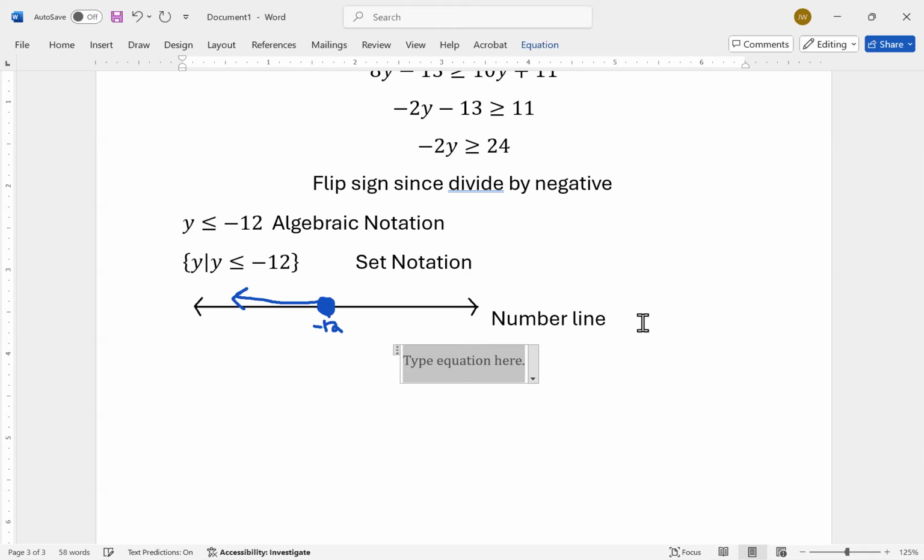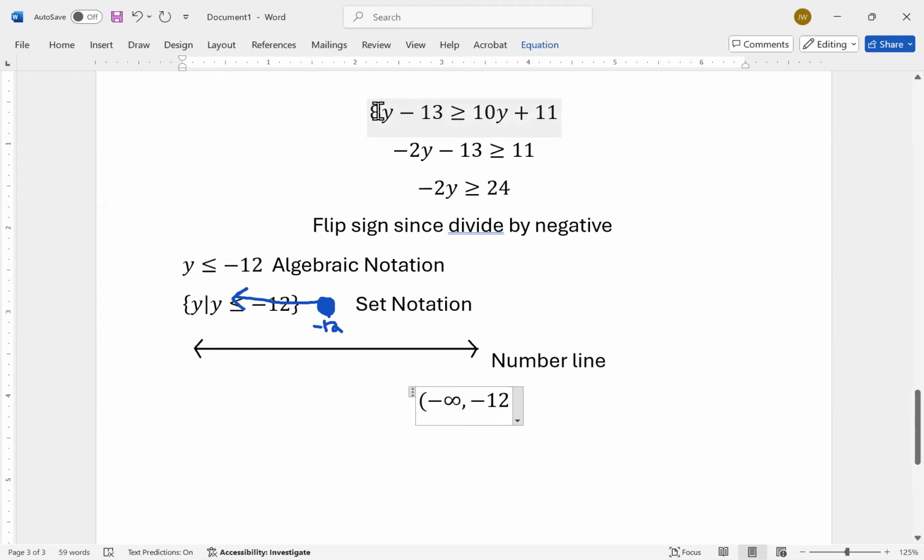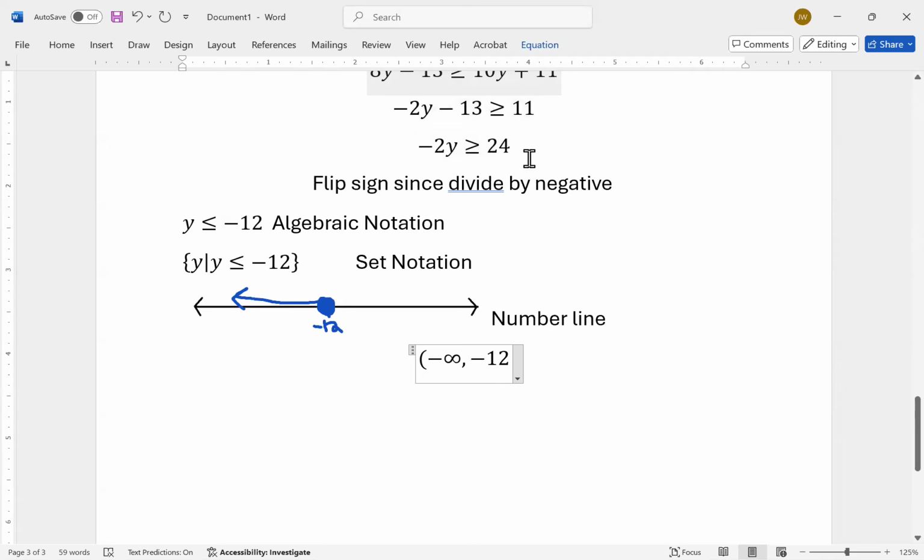Now my interval notation once again starts out at negative infinity. It goes up to -12, but this time it's okay to plug in -12. That is, if I plugged it into my original equation, I'd get a true statement. So because I can plug it in and get a true statement, instead of putting a parentheses by the -12, we put a square bracket by the -12. And that's interval notation.